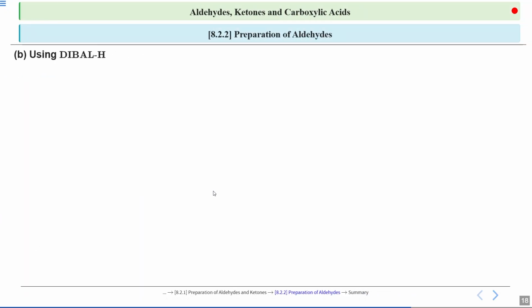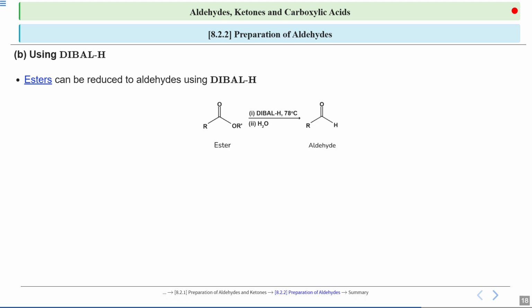Now we are going to see that esters can be reduced to aldehydes using DIBAL-H. So DIBAL-H, or diisobutyl aluminum hydride, is a reducing agent that is particularly used for converting esters to aldehydes. Now if you see, this is an ester. When you treat it with DIBAL-H, followed by water, the temperature over here is -78 degrees Celsius. When you treat it with water, you get a corresponding aldehyde over here.